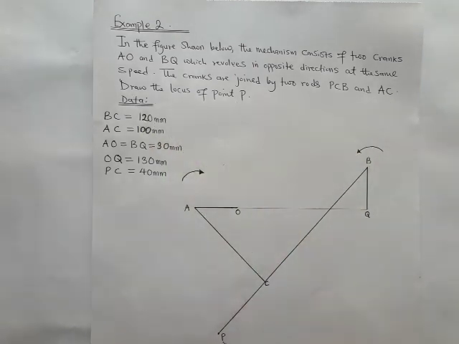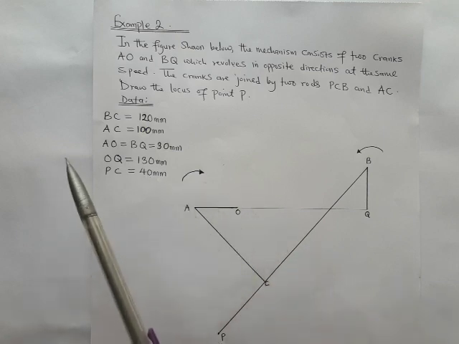Now there's a point P here on this rod BCP, this point P here. You have to find the locus of the point P, the profile of the point P. Now here are the data given.